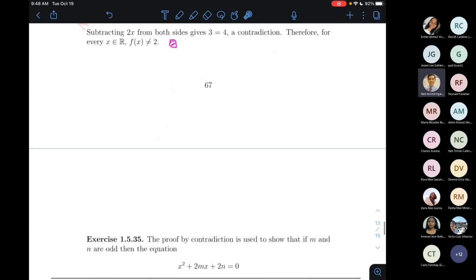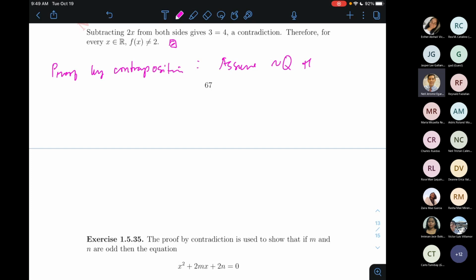Kasi di ba yung proof by contradiction saka proof by contraposition, medyo may pagkakahawig yung simula nila. Kasi sa proof by contraposition, ina-assume natin yung not Q, then we try to arrive at not P. Alright? Ito yung gusto nating then show not P. Sa proof by contradiction, ina-assume natin yung not Q at saka si P, then get the contradiction.